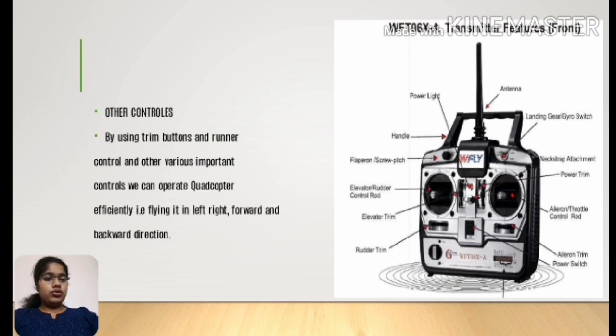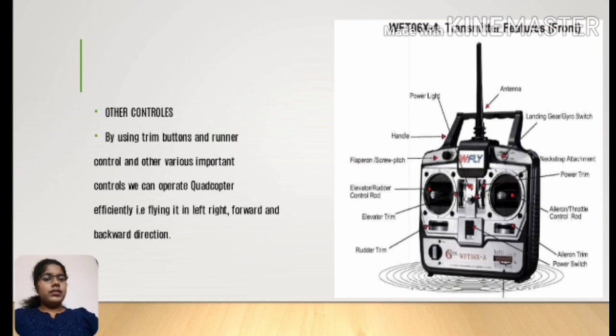Similarly, if we want to move the drone in the left direction or the right direction, the same procedure occurs. When we move this throttle rod in the left direction, the propellers which are situated at the left of the drone decrease their speed, resulting in the movement of the drone to the left side. Similarly, in the right side. This is how we can control the drone, that is forward direction and backward direction movement.